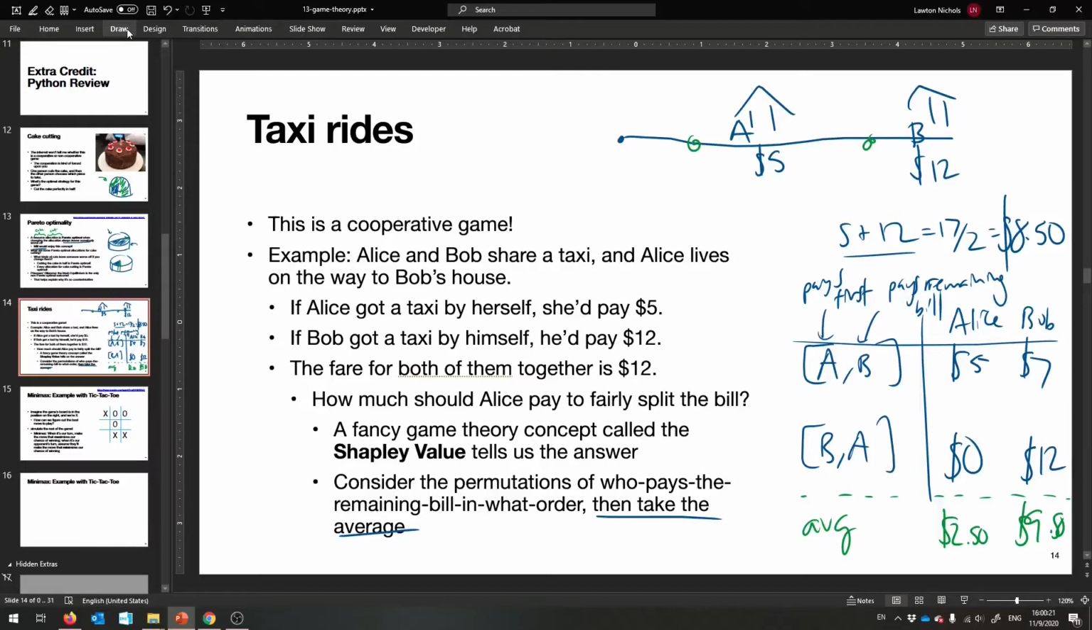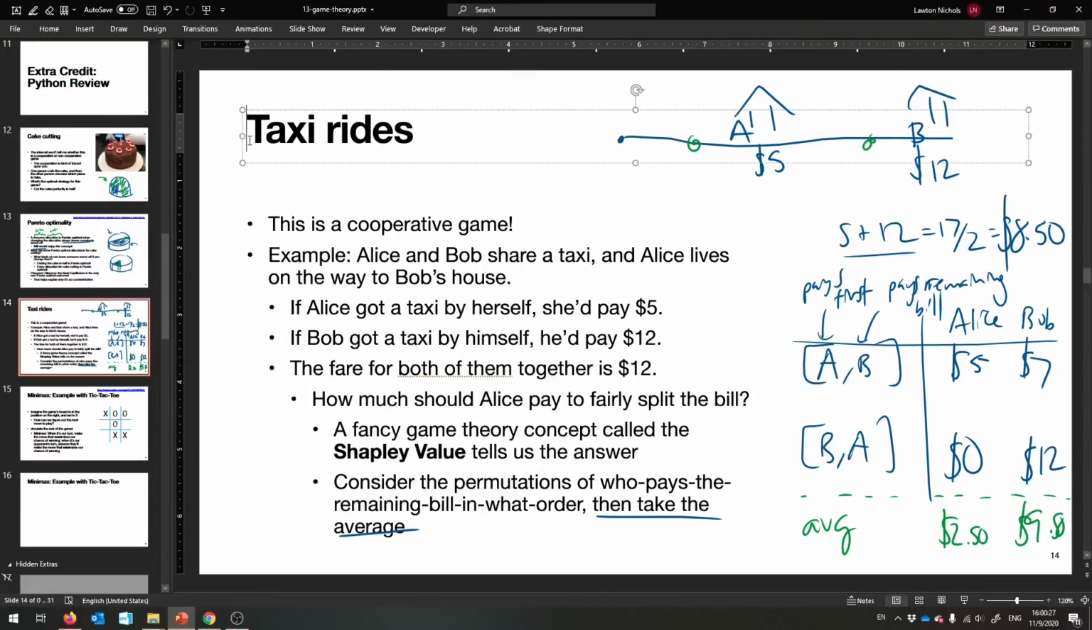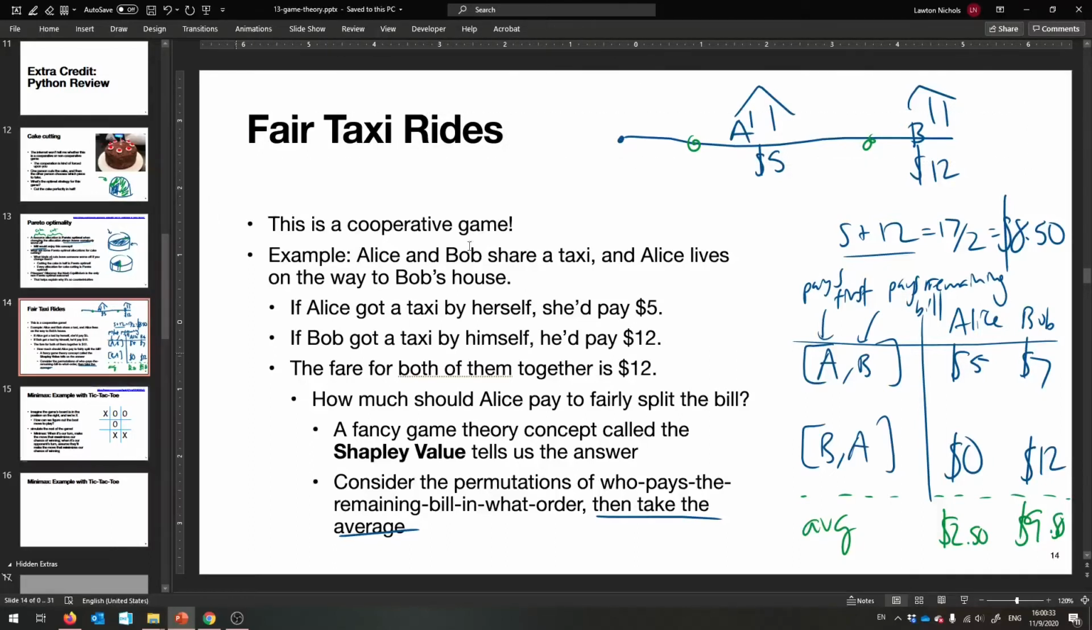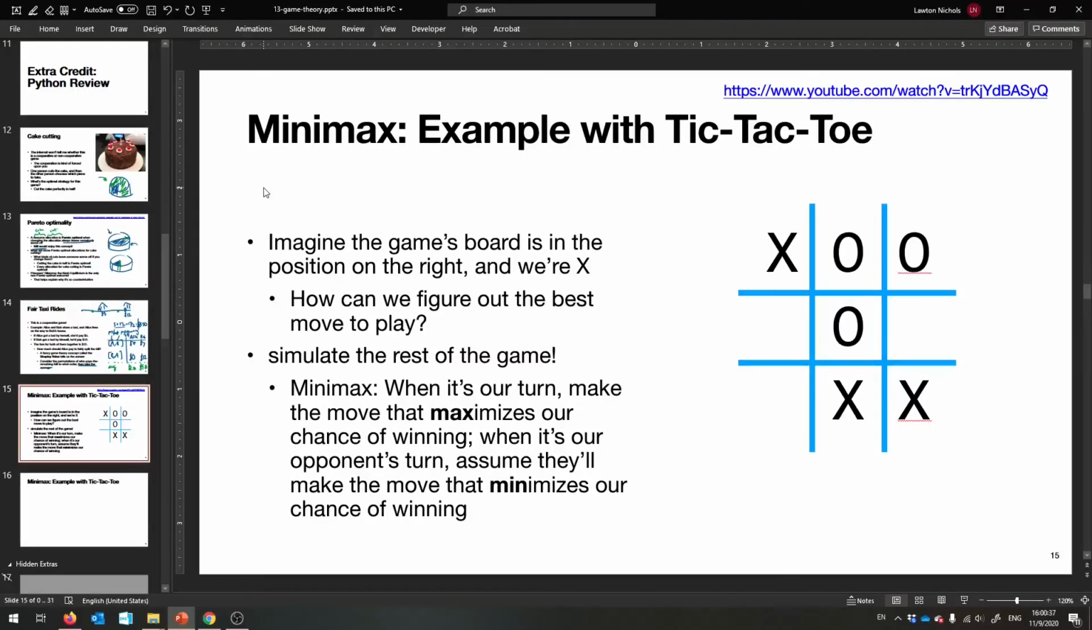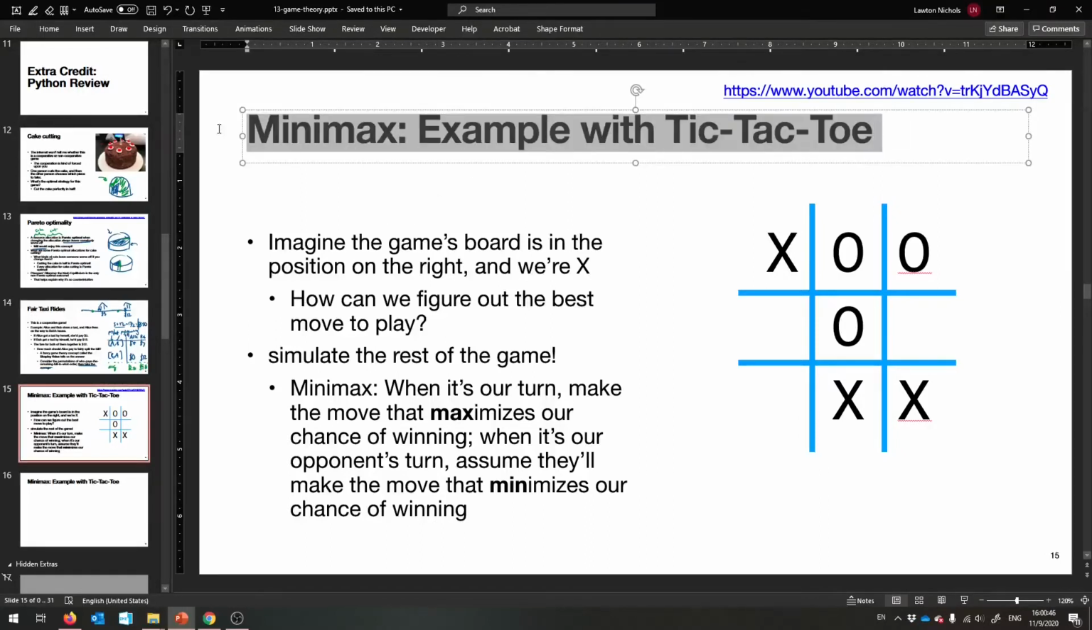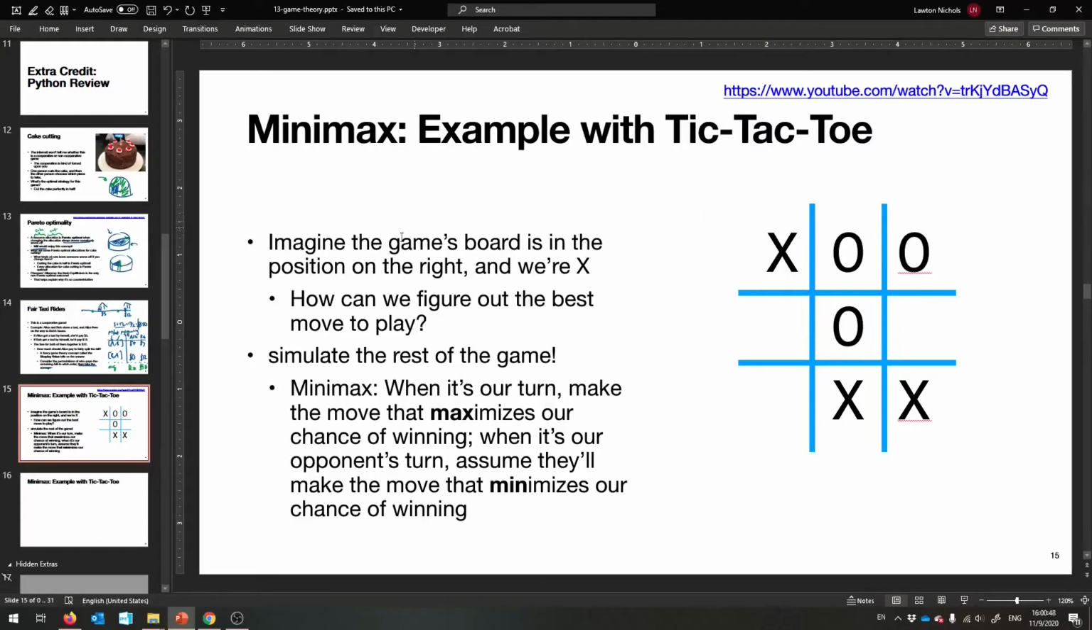So this is a fair taxi ride, and it is an example of a cooperative game because Alice and Bob are working together to pay a smaller fare. Okay? They would have paid more if they went alone. Okay, so one last example, and it's a fun one. I encourage you to watch this video. There's a man that explains it much better than I can, I am sure, but I will give you the gist of it and still make it fun.